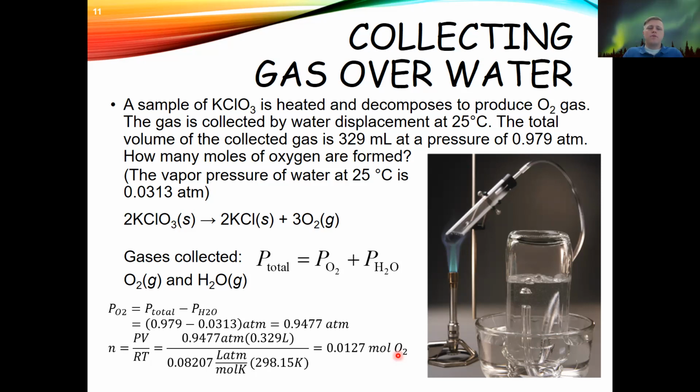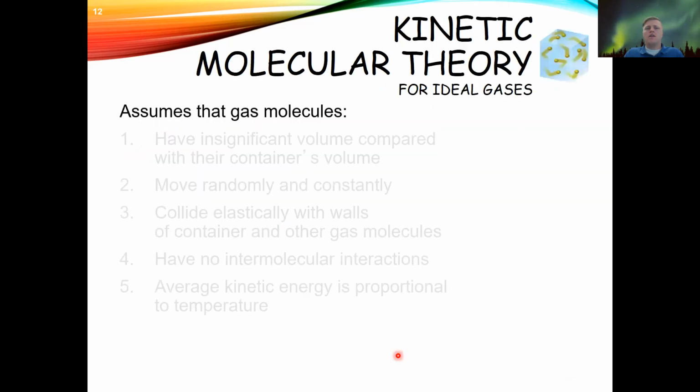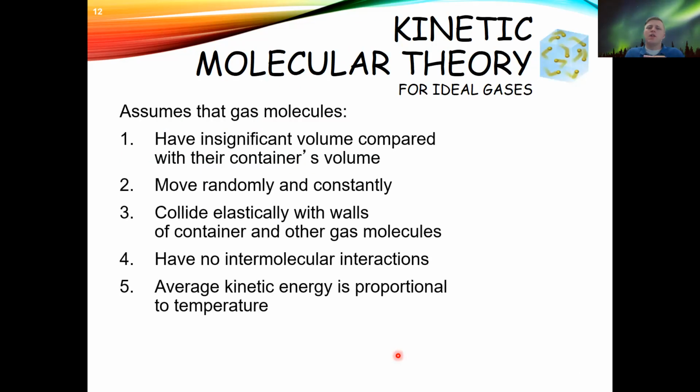Okay, so that is partial pressures. That is the ideal gas law with molecular weight and density. Now let's go back to our kinetic molecular theory. We started our conversation about gases with this kinetic molecular theory. We made several assumptions about the volume of the molecules compared to the container, their motion, their collisions, whether they're interacting with one another or not, and their average kinetic energy. So all of these assumptions are true for ideal gases.